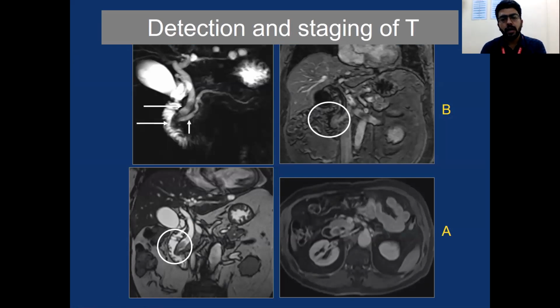This is B and this is A. We can very well see the main pancreatic duct, and this is the common bile duct, and there is abrupt narrowing of the common bile duct at the junction of the ampulla of Vater. So this is the coronal fat sat T2 sequence. This is again an abrupt tapering at the distal common bile duct.